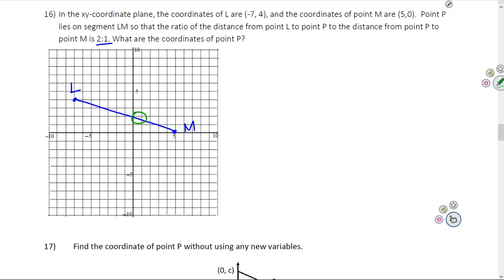Well, I'm going to think about this in the x direction and the y direction separately. I will first look along the x direction.